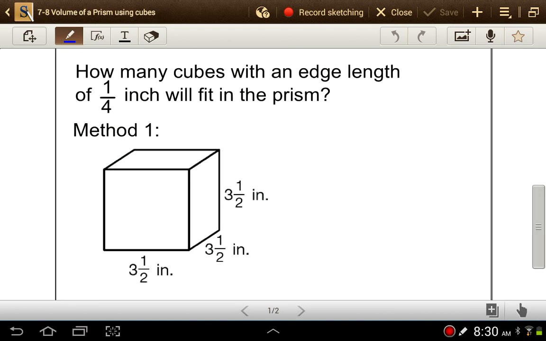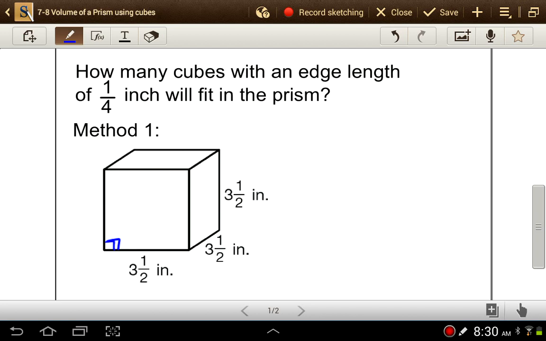Okay, so in our example here, our goal is how many cubes with an edge length of 1/4 inch will fit into the prism. So I have a prism down here with side lengths of 3.5 inches, 3.5 inches, and 3.5 inches, and we want to know how many 1/4 inch cubes can fit inside of there. Okay, so little teeny tiny cubes that we want to draw in there. Now here's method one.